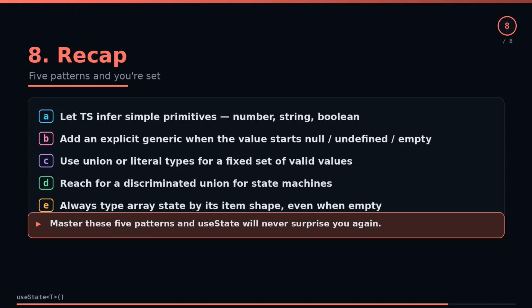8. Recap. A: Let TypeScript infer the type for simple primitives: number, string, boolean. B: Add an explicit generic the moment your initial value is null, undefined, or empty. C: Use union or literal types for state with a fixed set of valid values. D: Reach for a discriminated union when different states carry different required fields. E: Always type array state by its item shape, even when it starts empty. Get comfortable with these patterns, and useState will never surprise you again.